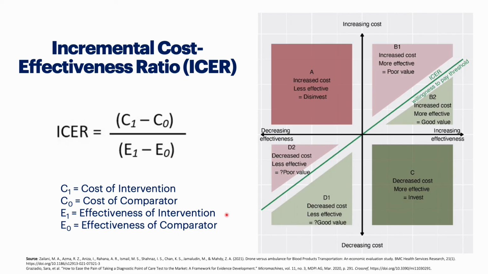In Thailand, after we got the ICER, we have something called the willingness to pay threshold, which is the green line here. If your ICER falls under the willingness to pay threshold, this can represent that your new intervention is good value for money. But if the ICER falls higher than the willingness to pay threshold, it means that maybe the effectiveness is better, but it also increases the cost as well. So it might not be good value for money.